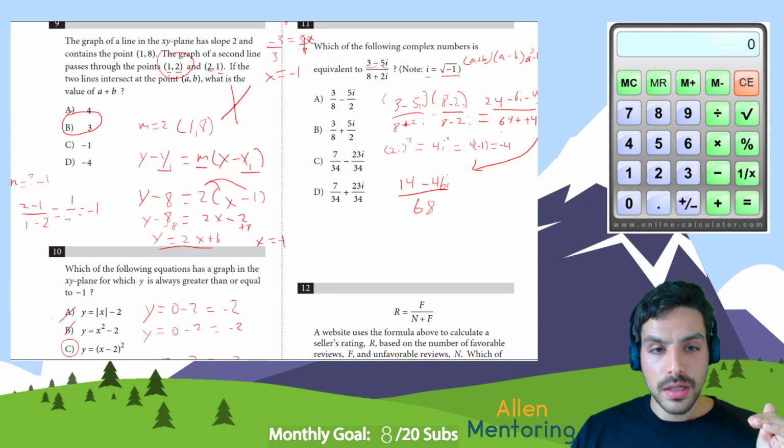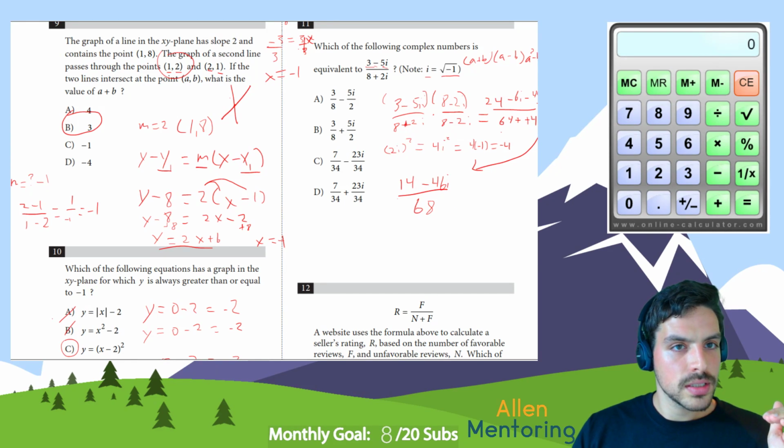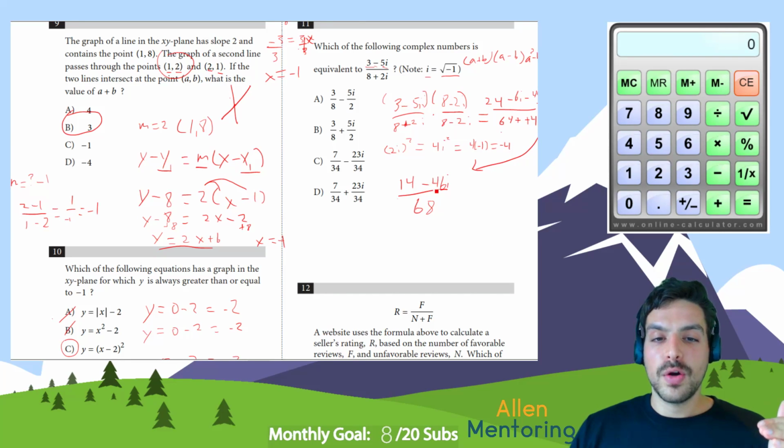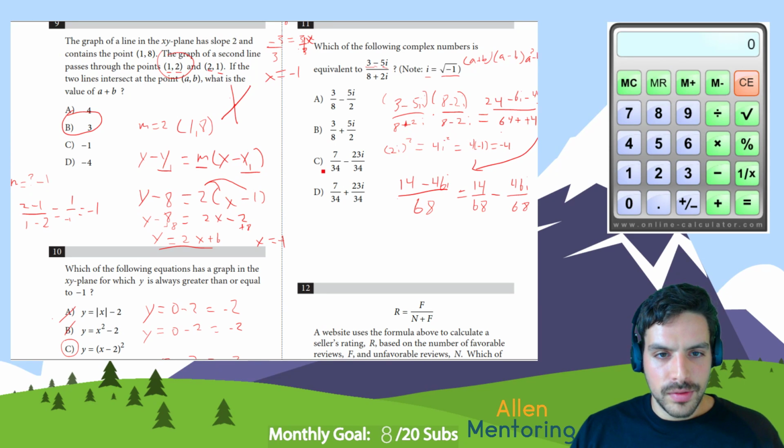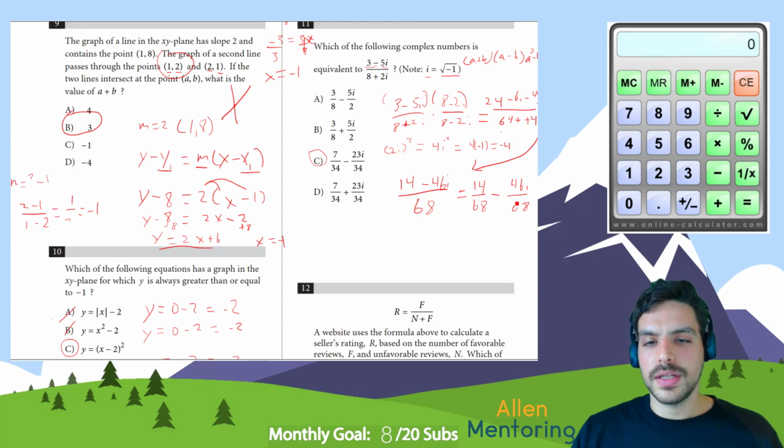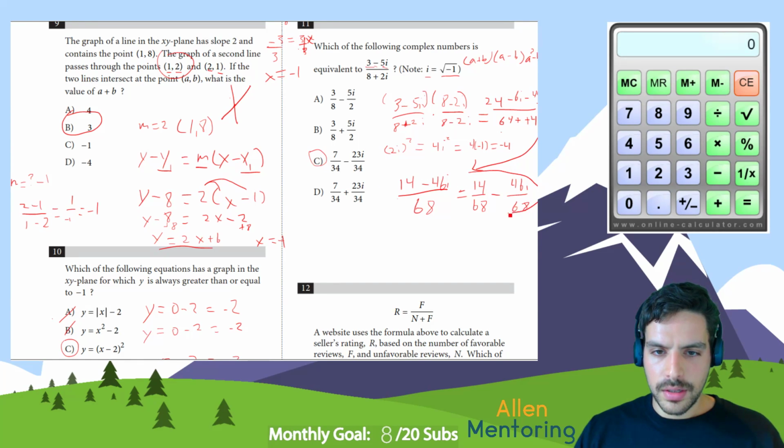If you're following with me, wait, my Windows is freaking out. Sorry guys. Okay, so if you're following me so far, all we have to do is separate this fraction into its individual parts. And so we're going to divide each of these by 68. So 14 over 68 minus 46i over 68. All right, and if we look, we see that this is equivalent to our equation here. Okay, all it is they divided everything by 2.